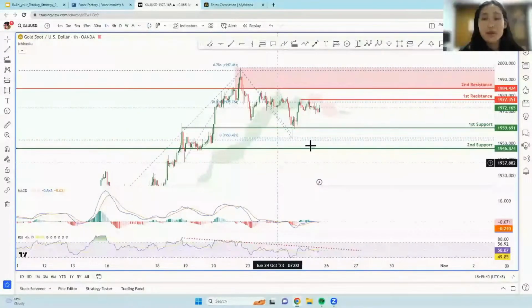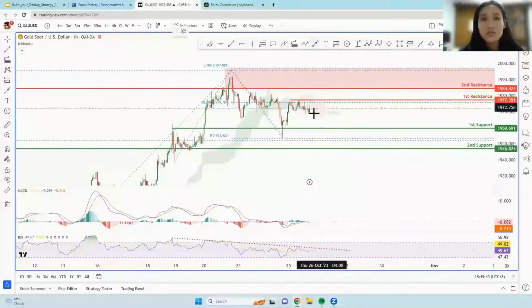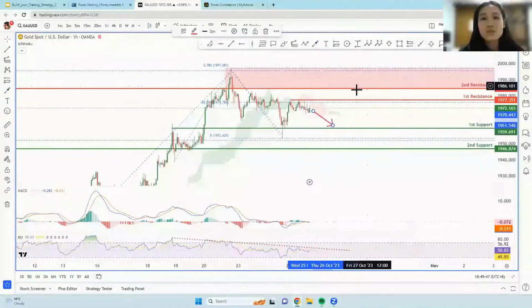So I can see my RSI, and I have a descending trend line as well. So very bearish over here. I'm going in for a sell from my first resistance to my first support.